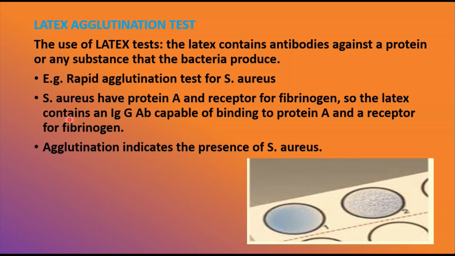So the latex contains an IgG antibody capable of binding to a protein A and a receptor for fibrinogen. Now, if the sample is going to have this bacteria, that is Staphylococcus aureus, this IgG antibody binds to that protein A and you are going to have this agglutination. If that sample does not have the presence of Staphylococcus aureus, then obviously you are not going to have this. That means no agglutination will occur. So that's how the agglutination is going to indicate the presence of the bacteria or the contamination in the food.